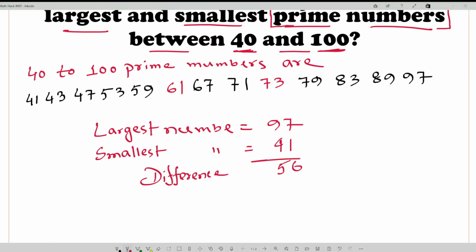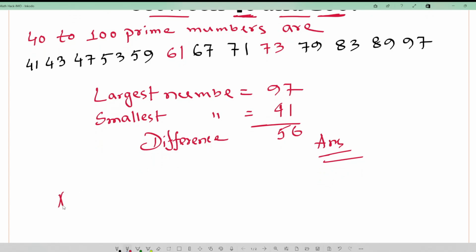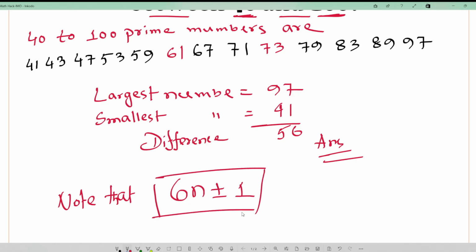So I hope you cleared this one. This is very interesting and important math for us, right? So 56 is our answer. If you have any questions, please write in the comments box, and note that we are following the 6n plus or minus 1 theory. By this theory we can easily find out the prime numbers except 2 and 3.